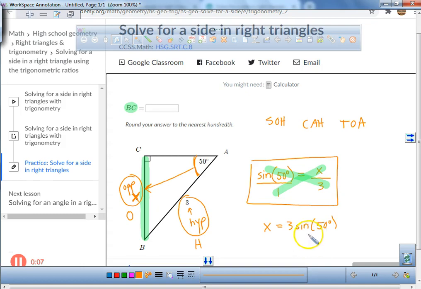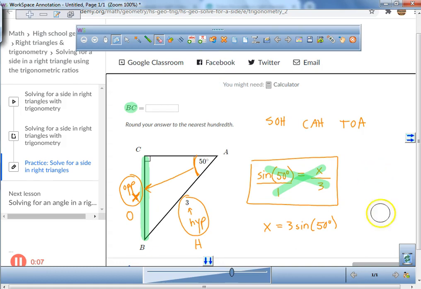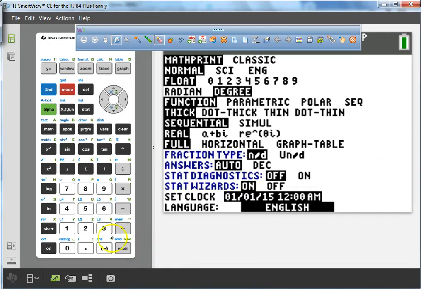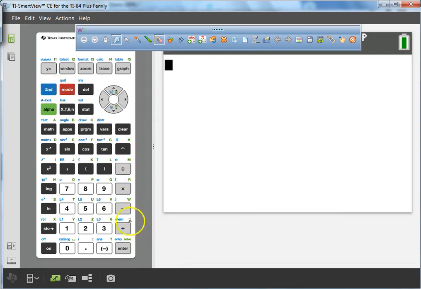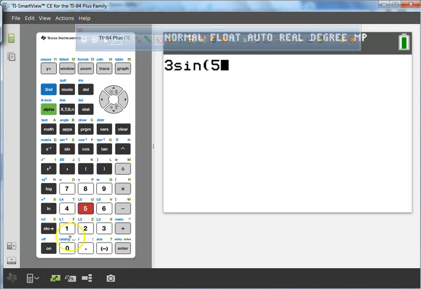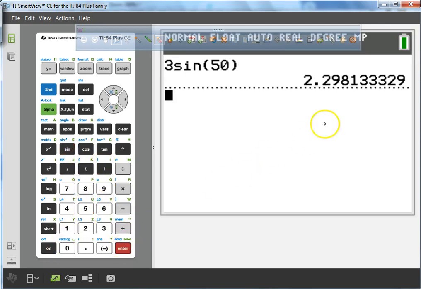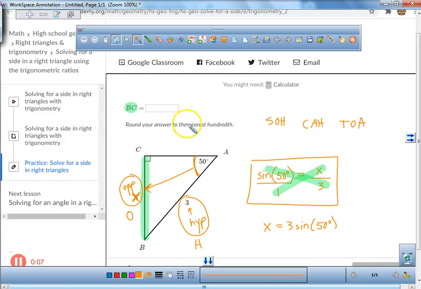The only thing that would make this tricky is if we had the 3 over an x. If you had a 3 over an x, then you would have to do one extra step. Hopefully we'll get one where it's a little bit more complicated. But right now just type in 3 sine 50. Make sure your calculator's in degree mode as well. So 3 sine 50, and we get 2.298. What did it say? Round it to the nearest hundredth.